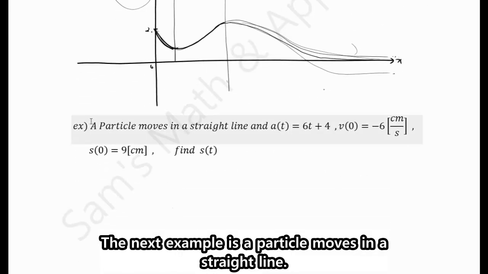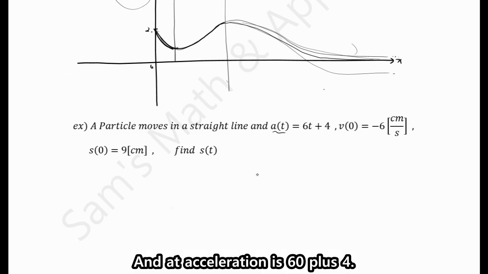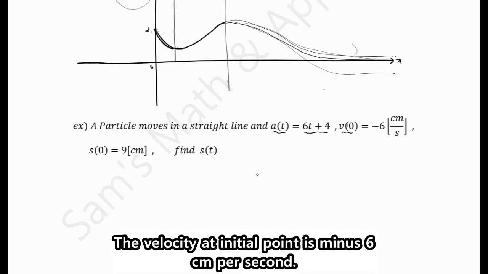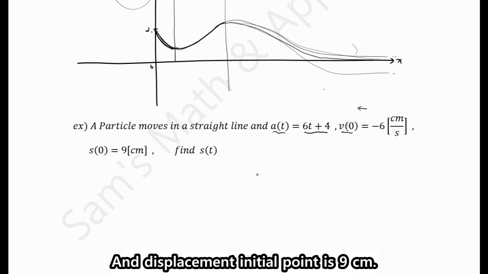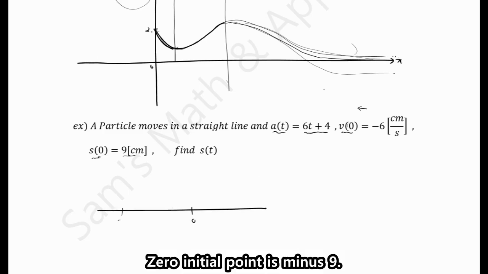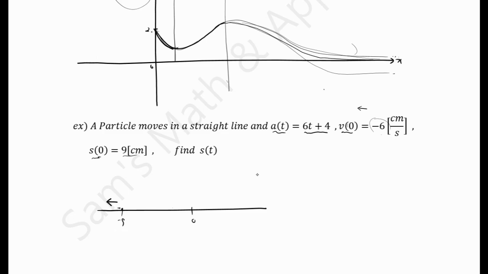So the next example is a particle that moves in a straight line, a one-dimensional line. The acceleration is a(t) = 6t + 4, and v(0), the velocity at the initial point, is minus 6 centimeters per second. It means the particle is moving in the direction of the left side. The initial displacement is minus 9 centimeters, and firstly the velocity is negative, so the particle is moving in this direction.